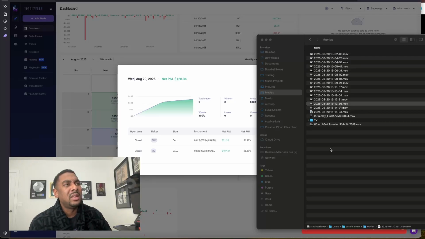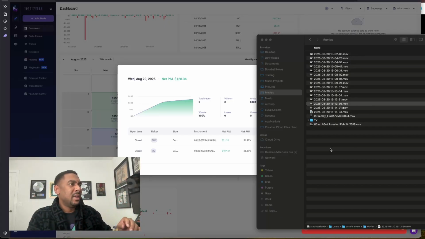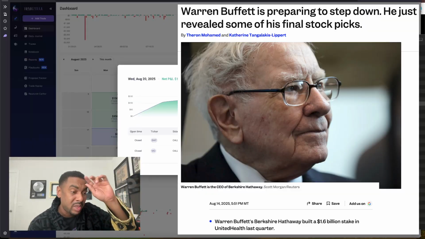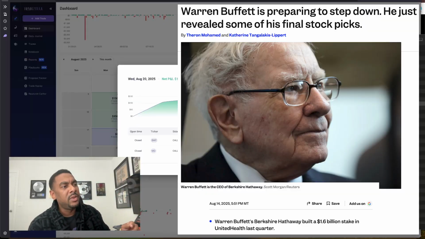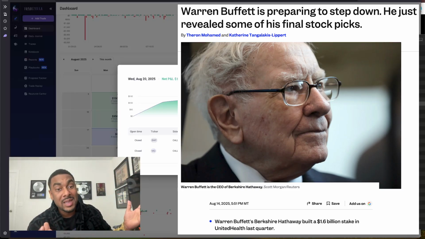I FOMO'd into some UNH calls. I was buying puts on UNH, and I lost some money from the puts because my timing wasn't right. I knew it was going to drop to 250, and I bought puts that expired. So I just been losing money left and right. Warren Buffett ended up buying like 1.2 billion worth of shares of UNH, and it went on a rally last week. Of course, I missed the rally. I'm an idiot. I missed the rally.